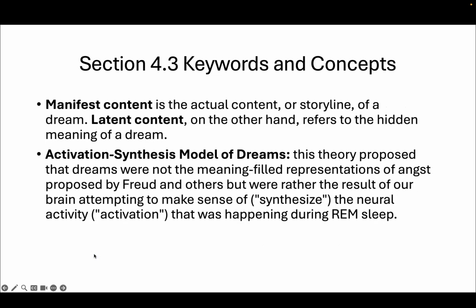We're moving on to dreams, because when we sleep, we dream. So there's two different types of contents of dream. There's the manifest content of the dream, and that's what it was actually about, right? So let's say you went out for an ice cream cone with a cowboy hat in your dream, right? That's the actual content of the dream. It's the storyline of the dream, right?